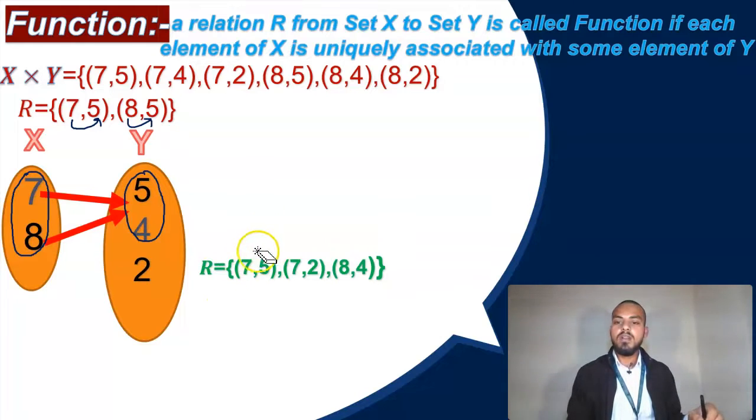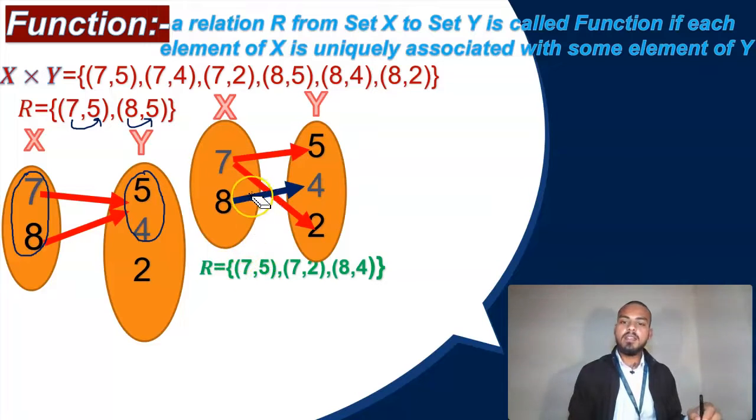So first of all, you need to draw the Venn diagram for this relation. And now you can see that all the elements of this non-empty set X are associated with all the elements of Y, but here there is no unique association, because 7 is associated with 5 and 7 is also associated with 2. So here the uniqueness property is not showing. That means this is not a special type of relation.